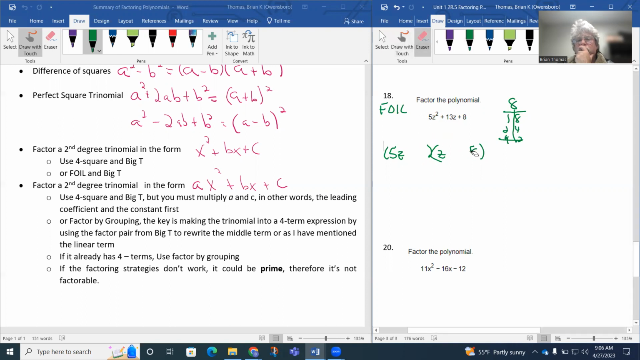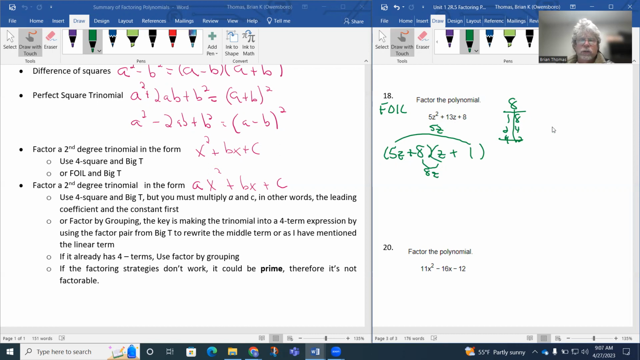But if I move this around and put the 8 here and the 1 here, when I do the outer, notice how that's 5z, and when I do the inner, that's an 8z, and 5z and 8z does give me this 13z. So notice how they both have to be positive. So the factorization would be 5z plus 8 times z plus 1. Since there's not a whole lot of possibilities, you could probably just guess and check it.